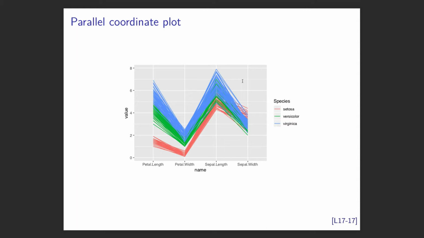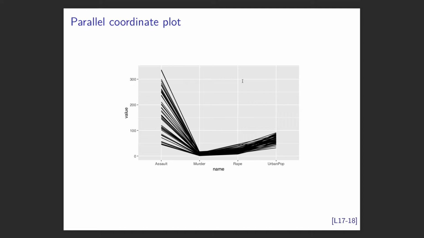If you look at this, this is now the US arrests. What I want you to notice is that assault has huge variability compared with murder, compared with rape, and compared with urban population. If I was going to think about a linear combination that's going to explain the most variability, it's going to put a lot of loading onto assault.